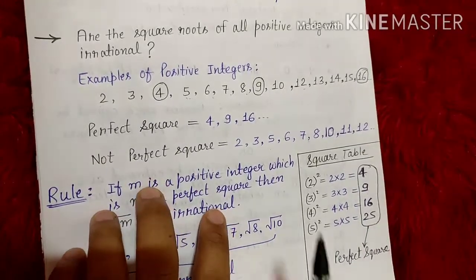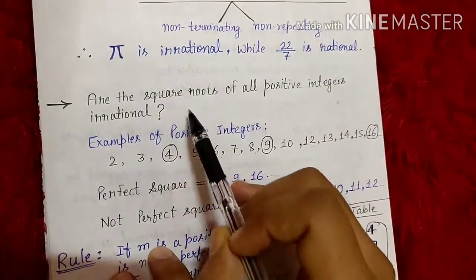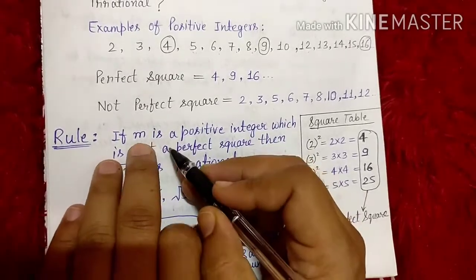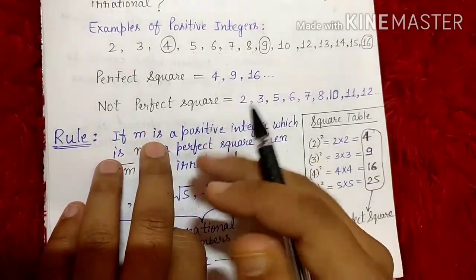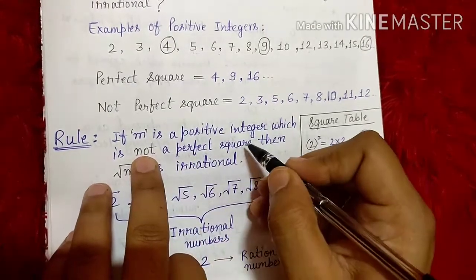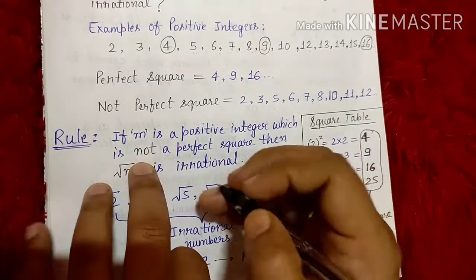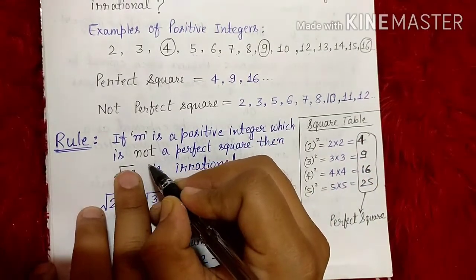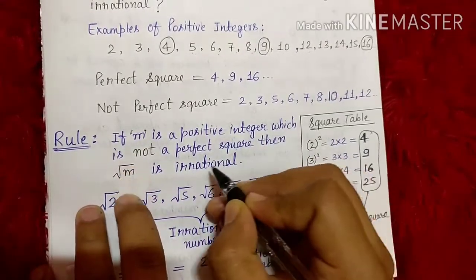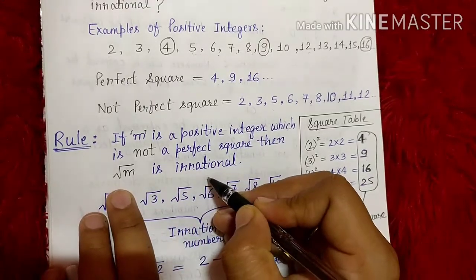Now what is the rule? We are coming to the question: are the square roots of all positive integers irrational? We are trying to answer this question. The rule says that if m is a positive integer, where m is a variable, and it is not a perfect square, then if we take the square root of that number, it will become irrational.